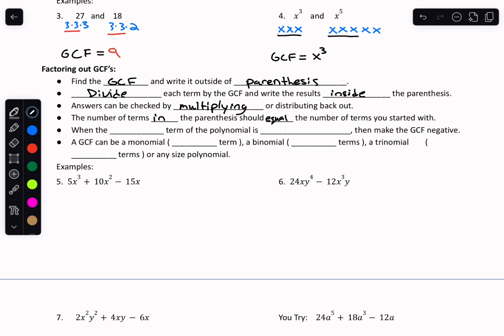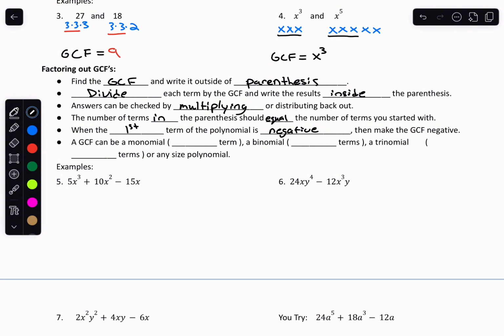When the first term of the polynomial is negative, we are going to include that negative sign in the GCF. Just as a general rule of thumb, we prefer that the first term of our polynomials is always positive. So if we factor out a GCF, we want to make sure that that GCF is negative whenever the first term of the polynomial is negative. That way we can turn it into a positive.